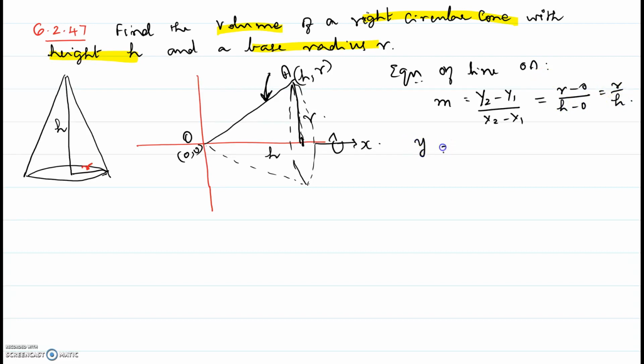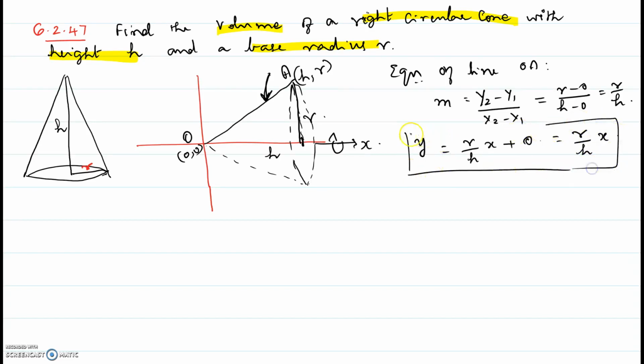Now this is an equation of a line that passes through the origin. So it is r over h x, which is mx. Then b, the y-intercept, is going to be 0. That is y equals r over h x. That's the equation of the line OA. So this is the line we are going to rotate about the x-axis, so we get the shape of a cone. So now we are going to use the disk method in order to find out the volume.